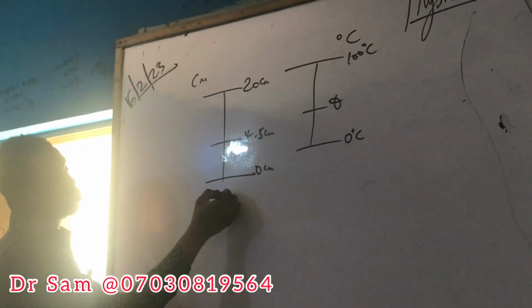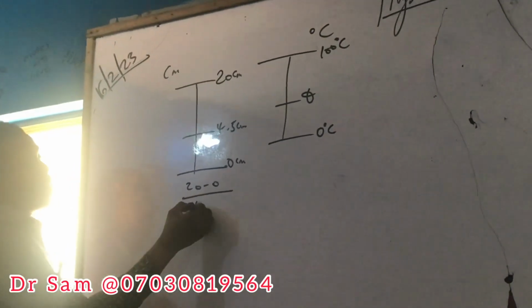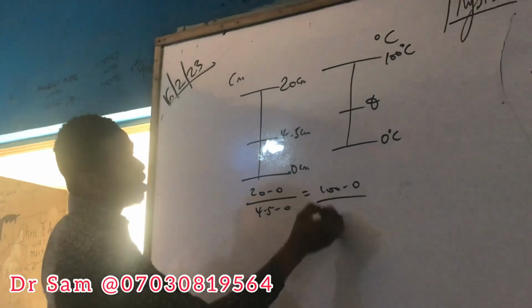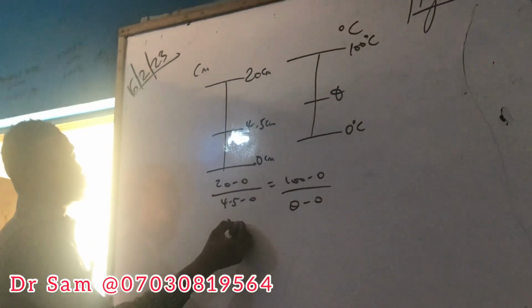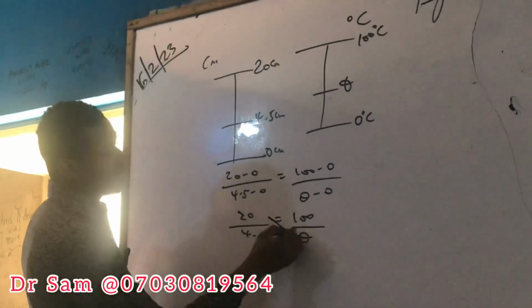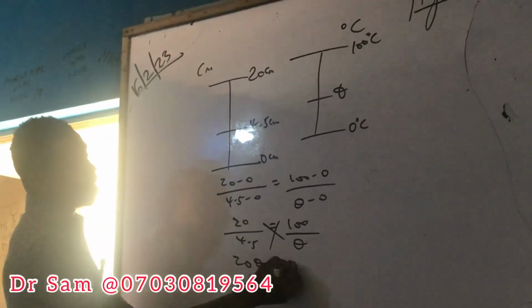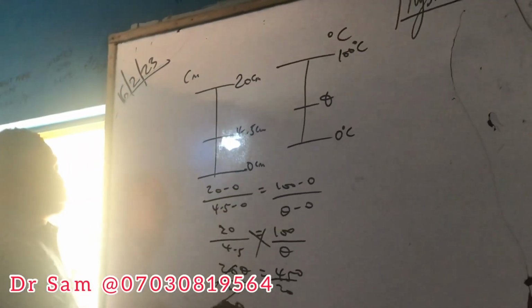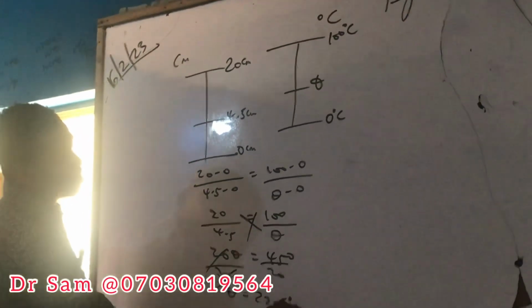Upper minus lower, 20 minus 0, 4.5 minus 0, 100 minus lower, then theta minus 0, 20 minus 0, 20, 4.5, 100 over theta. Cross multiply: 20 theta equals 450. Divide both sides by 20, so theta is 22.5 degrees Celsius.